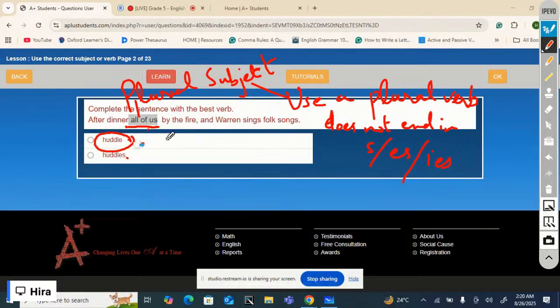So plural subject, plural verb. Now the verb agrees with the subject. It means subject-verb agreement. It's clear.